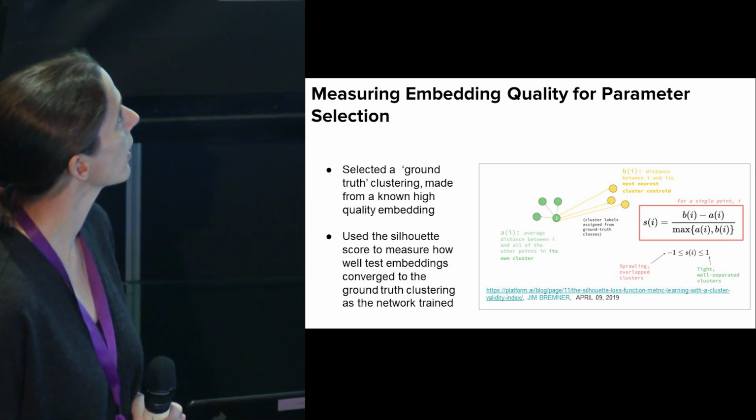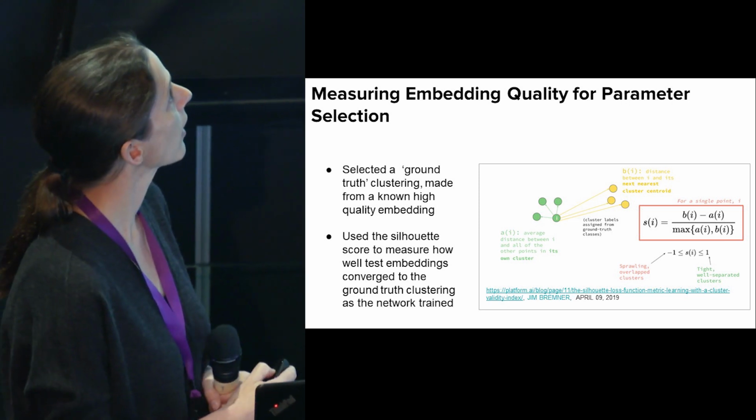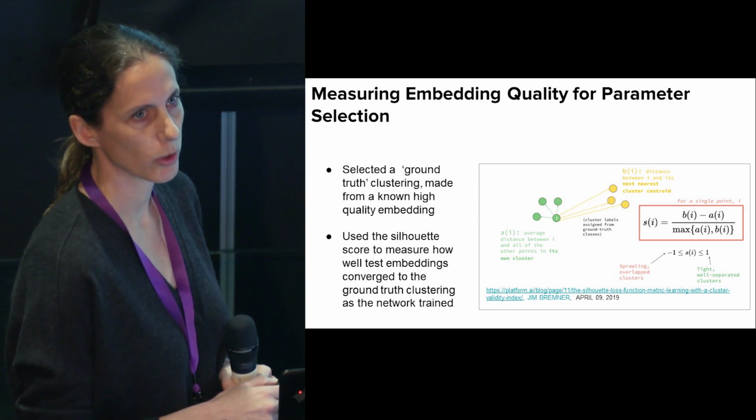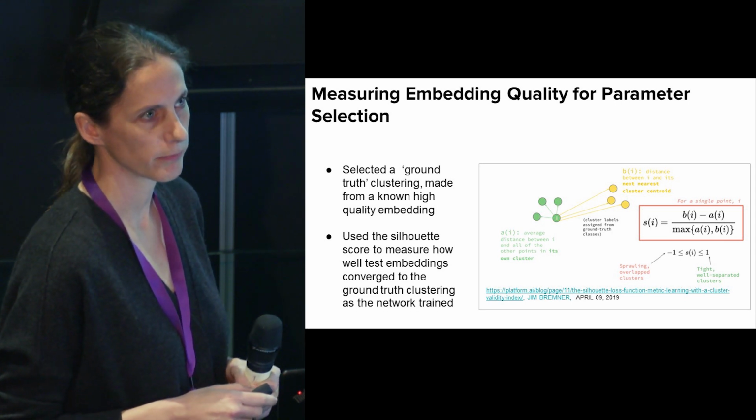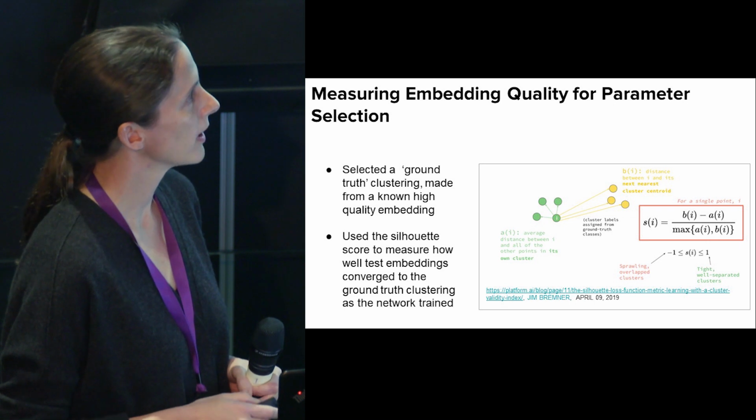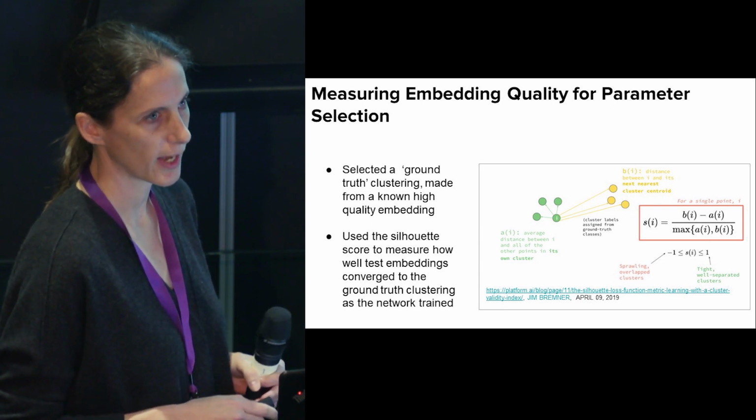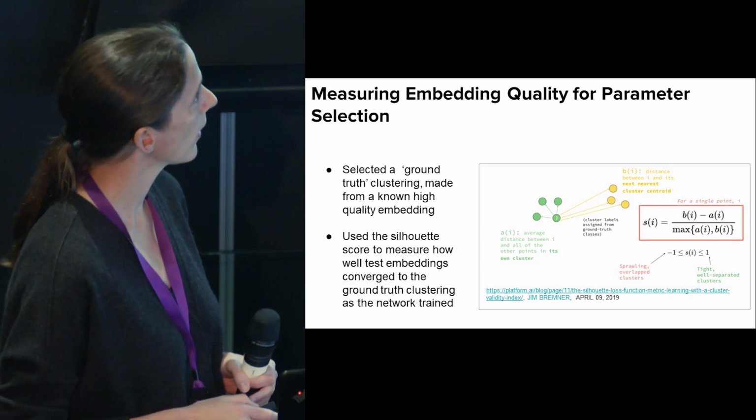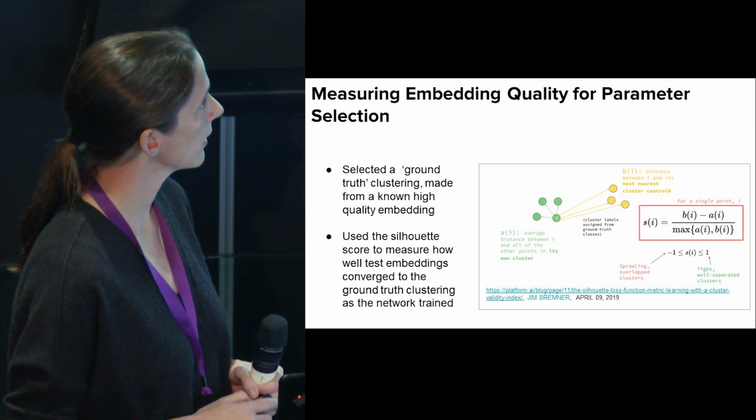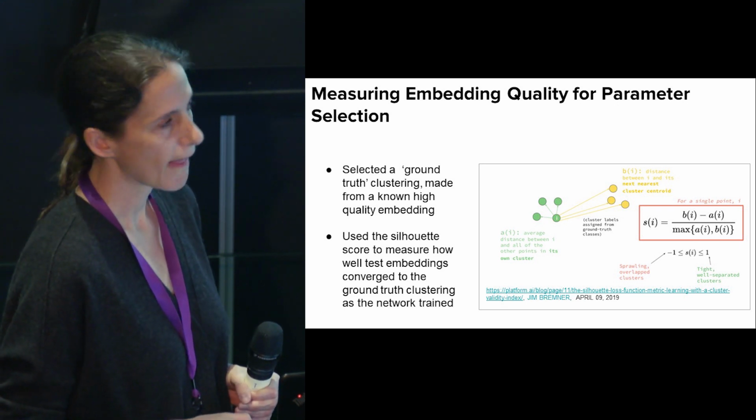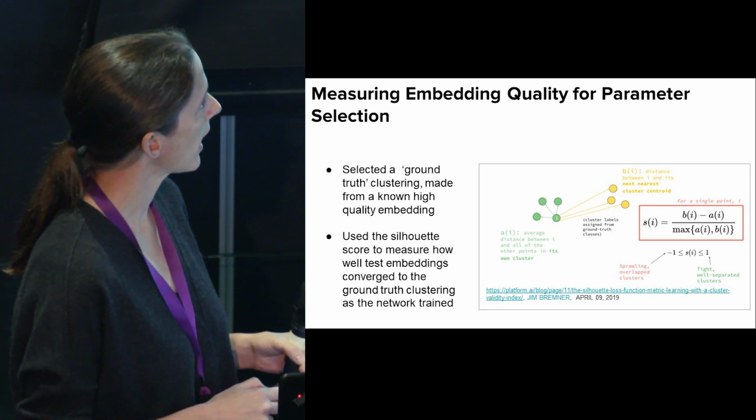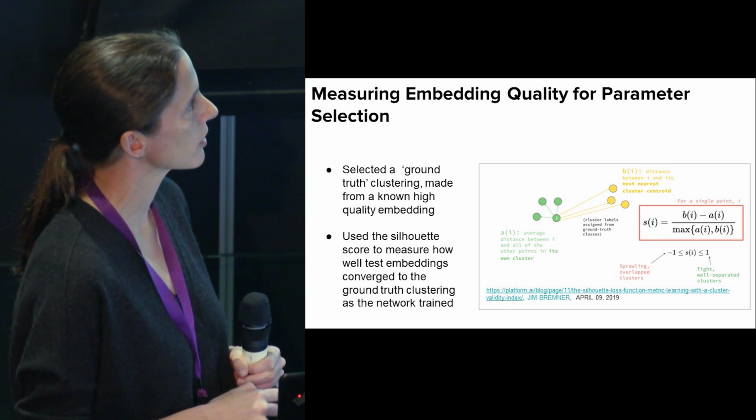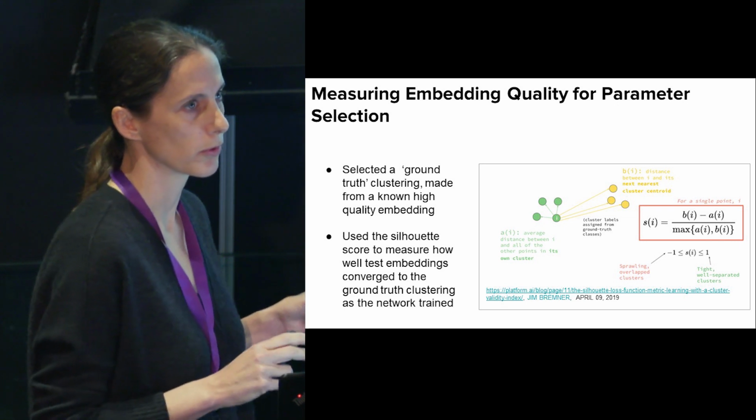What we did was we took what I'm calling here a ground truth embedding. We had our word2vec embedding that we trained for 50 URLs over 2 weeks, and we were very confident in the results. We then clustered those embeddings, and so we had cluster labels for each URL. We then used those cluster labels and the silhouette score and measured, with each test embedding that we wanted to test, how those new embeddings converged to our ground truth embedding clustering.